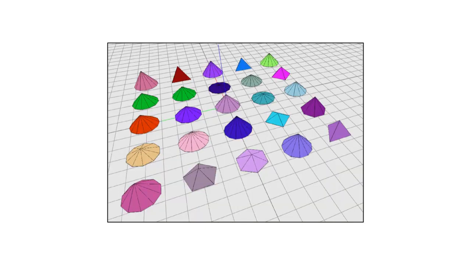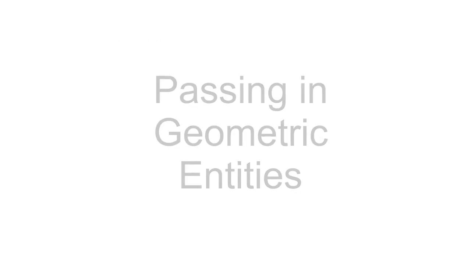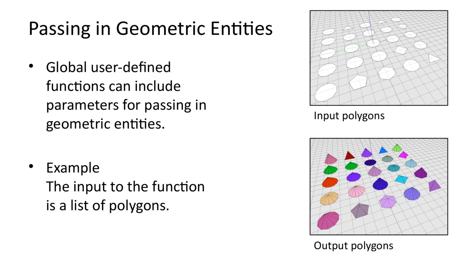In this video, we will look at how geometric entities can be provided as an input to a global function. In the previous example, the parameters to the global functions consisted of two coordinates. The parameters did not include geometric entities. However, often functions need to be created where geometric entities can be provided as inputs.